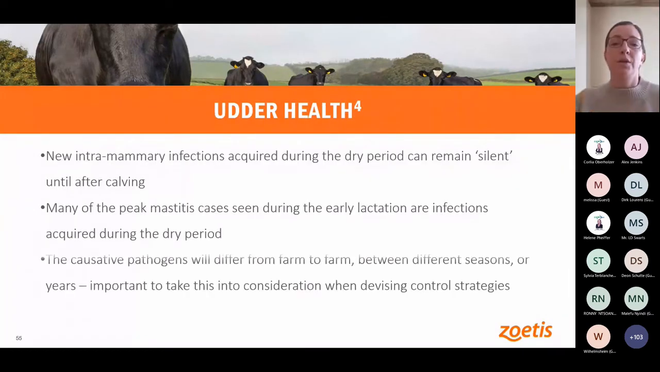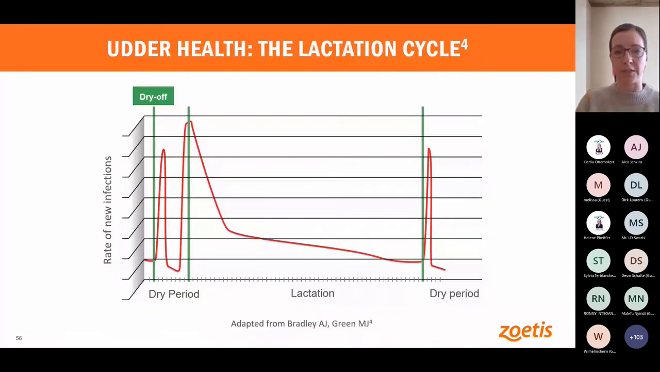Okay. So remember what I said earlier as well, it can be that an infection is actually gained in the dry period and it remains silent until calving. So a lot of the mastitis cases that we see in early lactation were actually acquired during the dry period. Okay. So this is just to show you those high risk periods again, if you respond better to pictures, like I do.